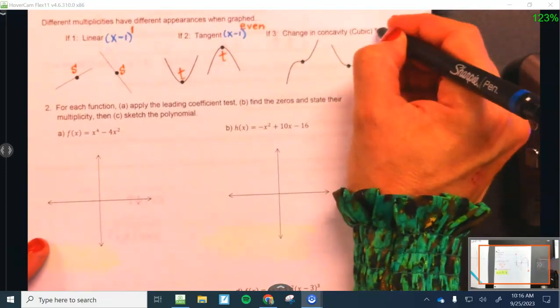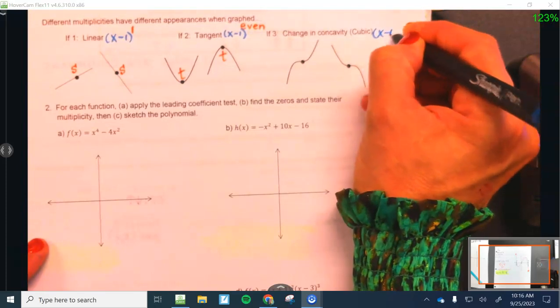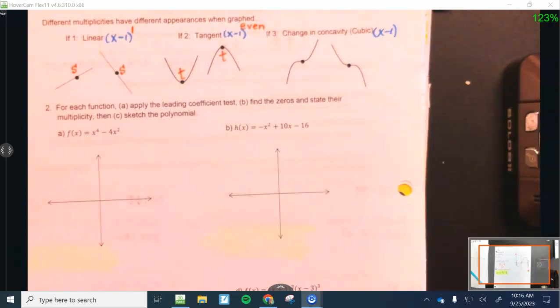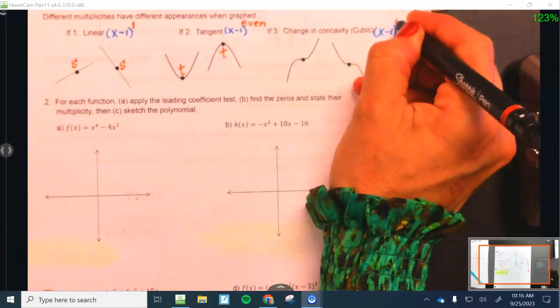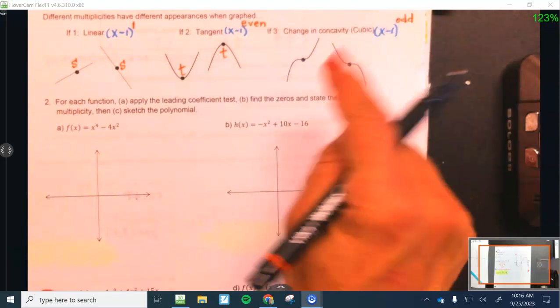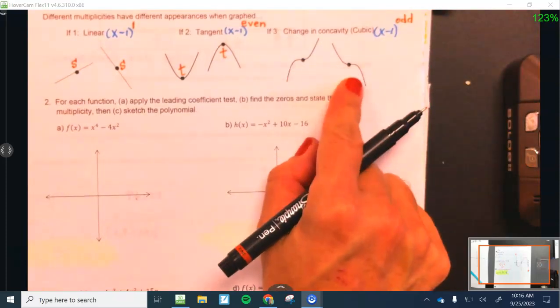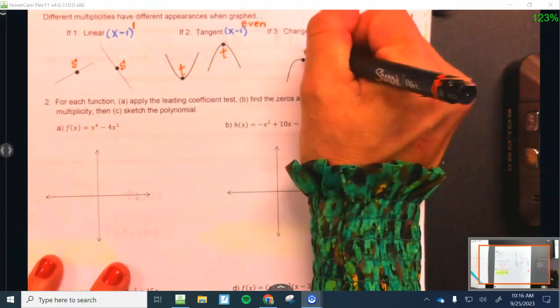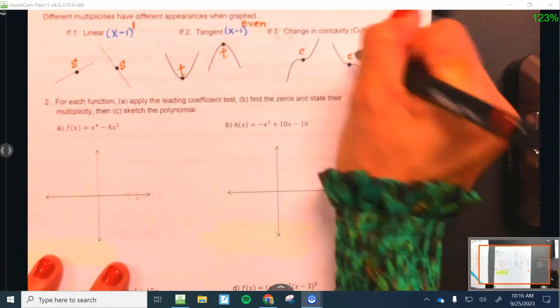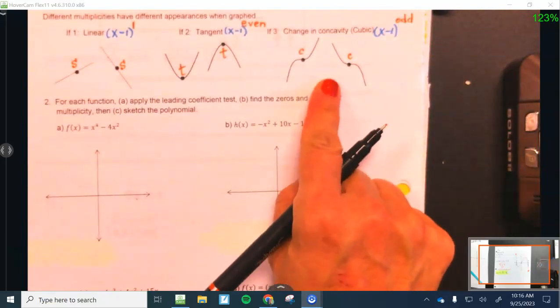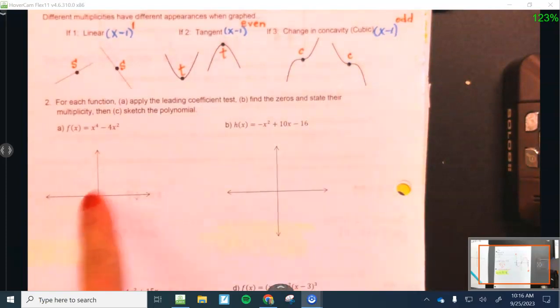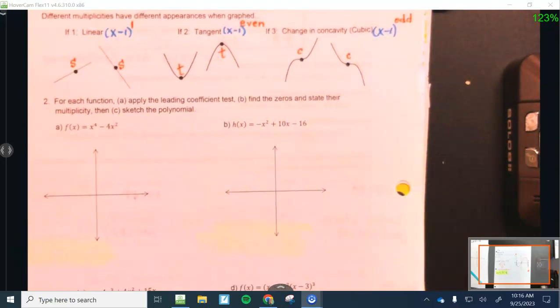And then again, y'all, if we start getting repeats but it's odd, you're going to have a swirl happening, a change in concavity. You have to write the letter C, especially on these, because it's kind of hard to draw a swirl on these little baby graphs.